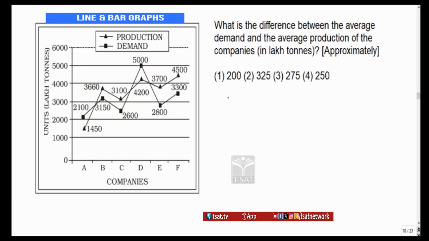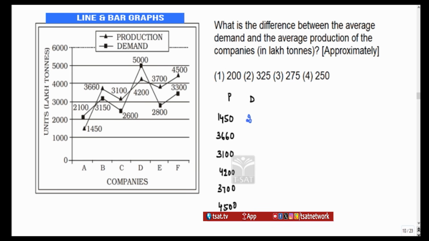First, write down what is the production and what is the demand. Production of A. Look at the triangular symbols first. It is 1450. Then after, 3660. Then after, 3100. Then after, triangular symbol 4200. 3700. 4500. So I have written production, now write down demand.